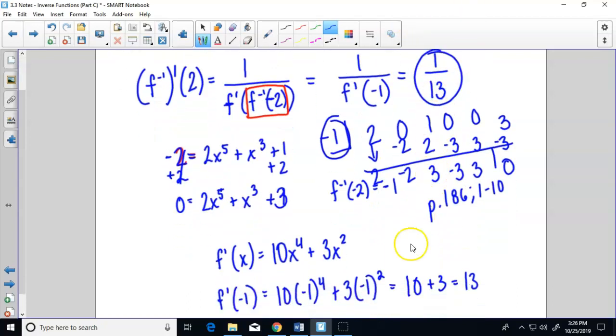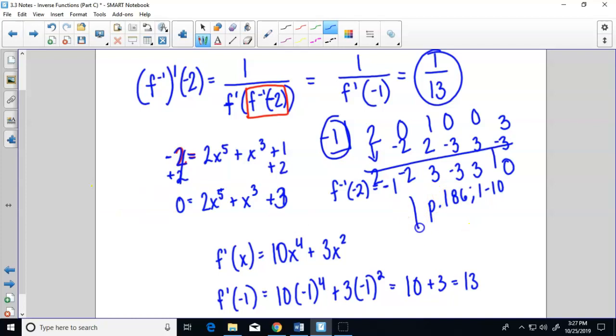And you can see the derivative at negative 1 is 13. The derivative at the corresponding point, which is, sorry, that should be a negative 2. Negative 2 is 1 over 13. They're reciprocals of each other.